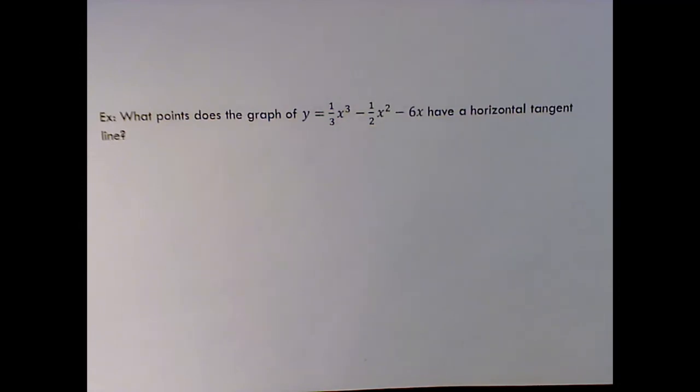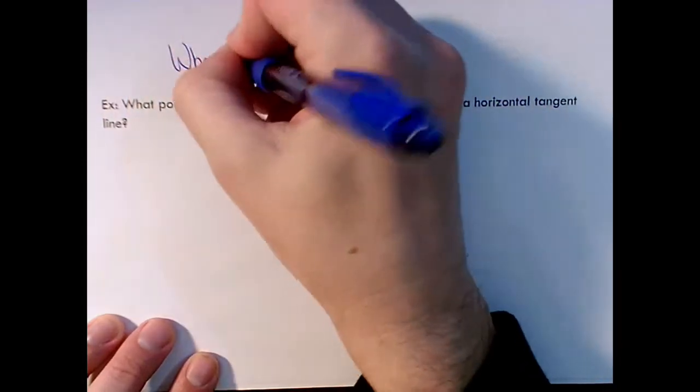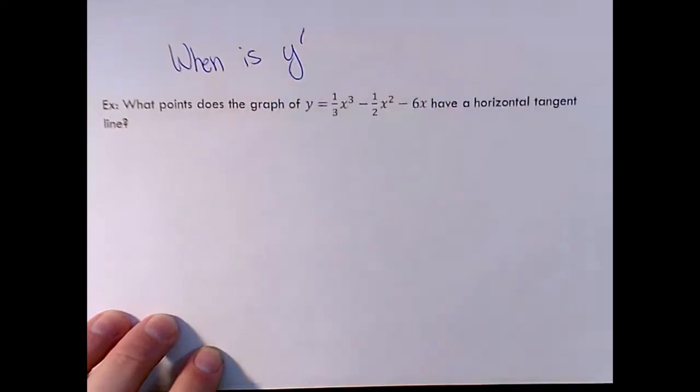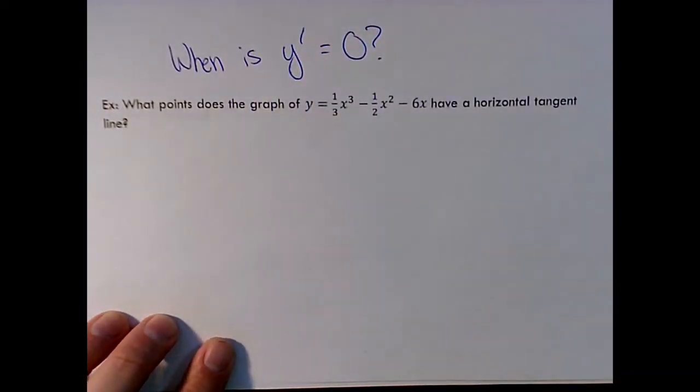Remember, a horizontal slope is 0. What it's asking us here is what points does the graph y equals blah, blah, blah have a horizontal tangent line? What does that mean? Well, this is asking, when is the slope of the tangent line, oh, slope of the tangent line, that's the derivative. So when is y prime equal to 0? If it has a horizontal tangent line, that means the slope is 0.